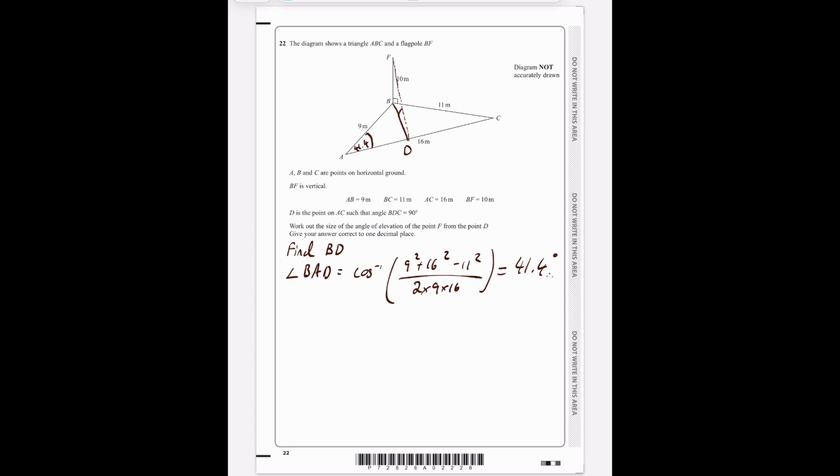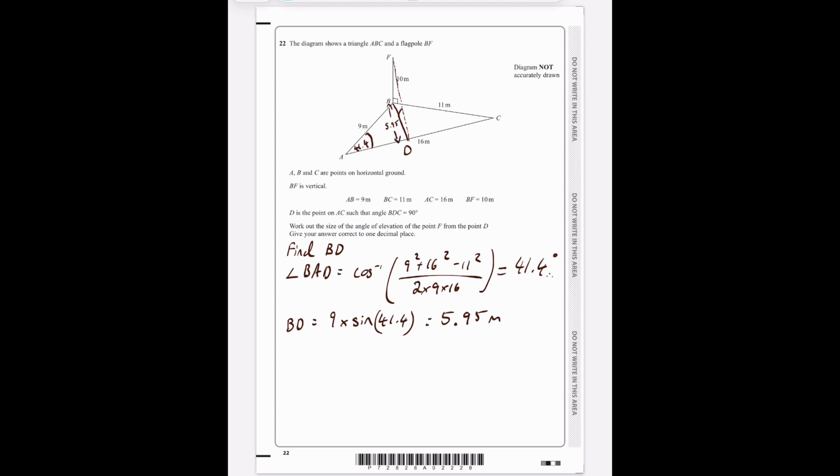We can find that length BD. Because we have a right angle triangle, we've got the hypotenuse, we want the opposite, so I'm going to use sine. Sine of the angle will be the opposite over the hypotenuse. So if I do 9 times sine of that angle, we will get the opposite. It comes out as 5.95. There's my length BD.